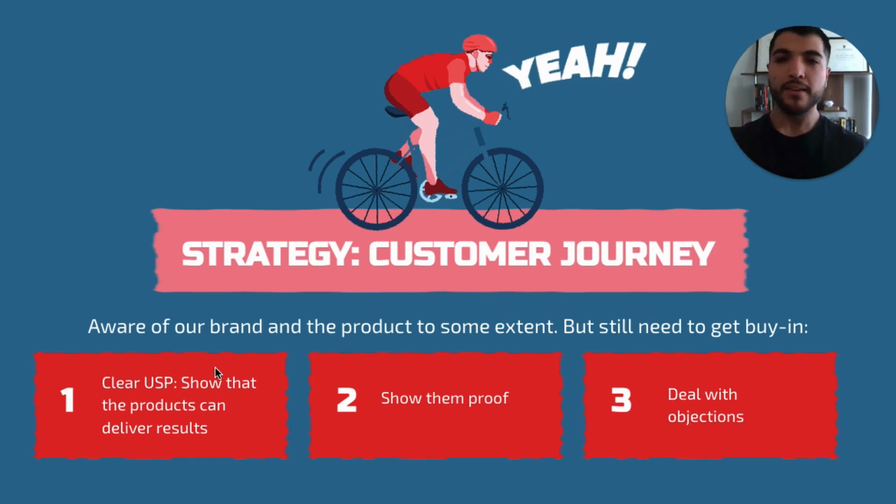So for a brand like Sigmatic, they sell functional products with a clear, unique selling proposition. So one way to get this buy-in is by showing that the product can deliver results. We can do this by showing them proof and with dealing with specific objections they might have at this point.